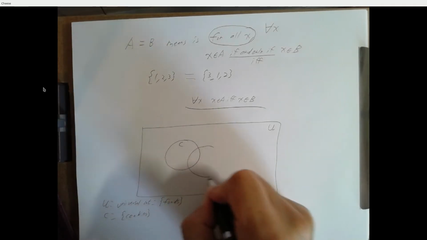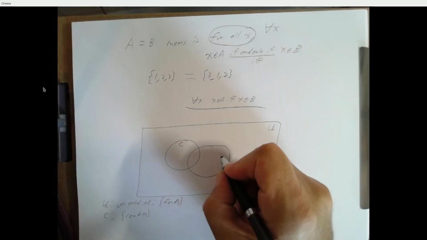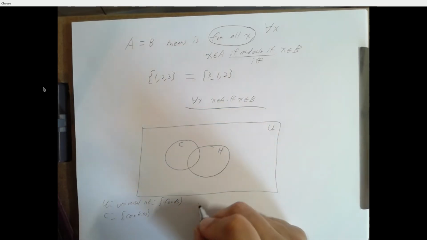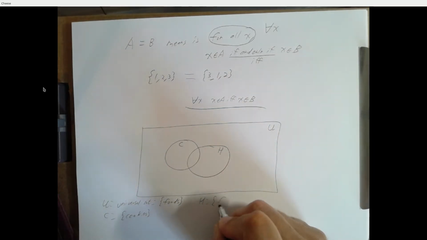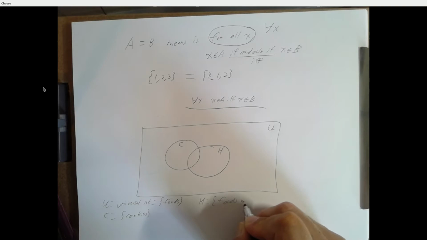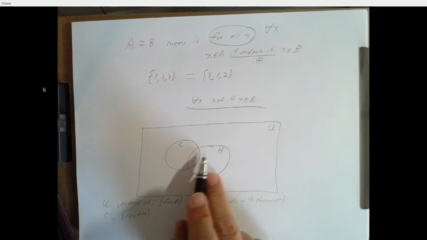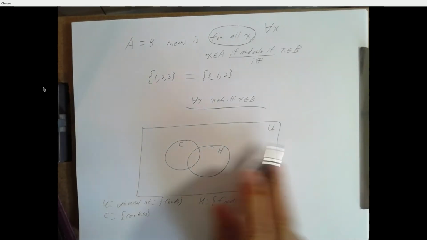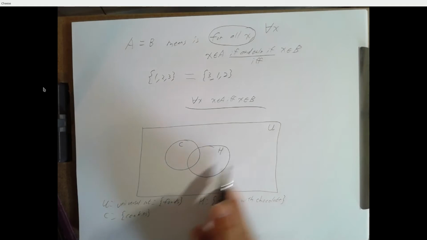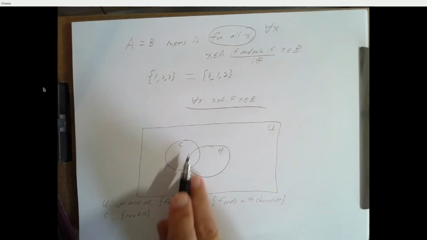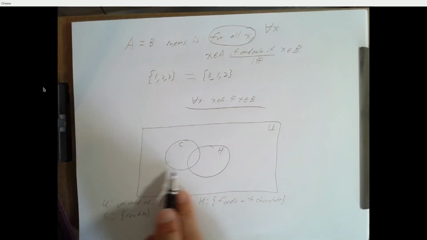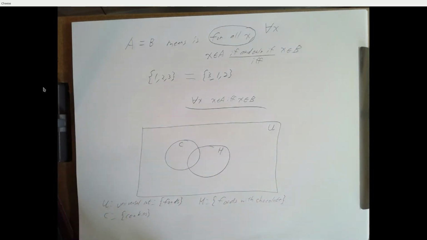And here's another set H, and H is the set of foods with chocolate. So H is part of the universe, right? Anything that is a food with chocolate is also a food. And C is part of the universe. Anything that is a cookie is a food, at least in my universe.